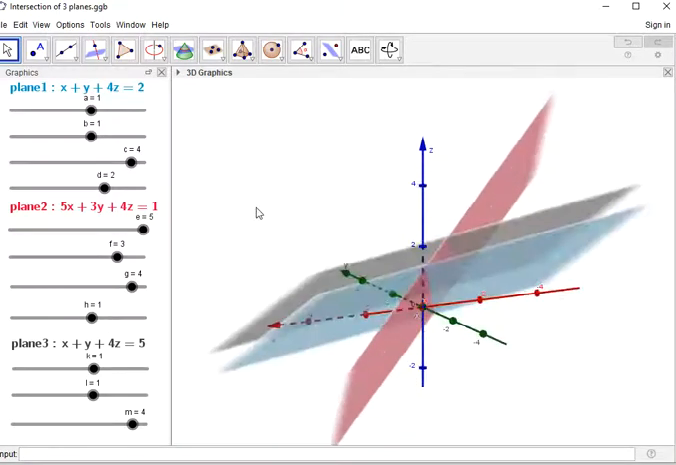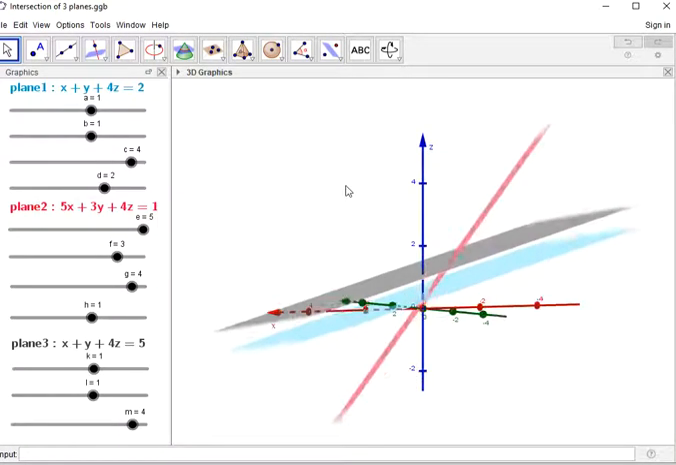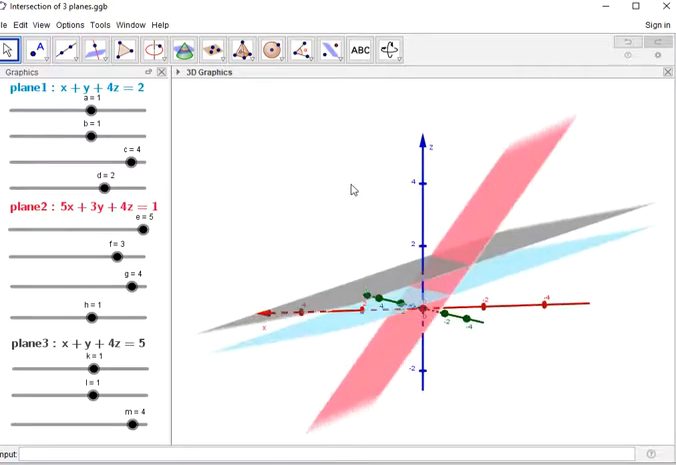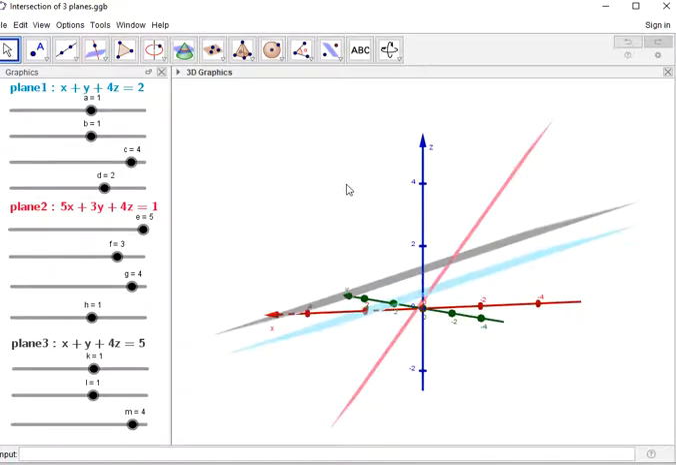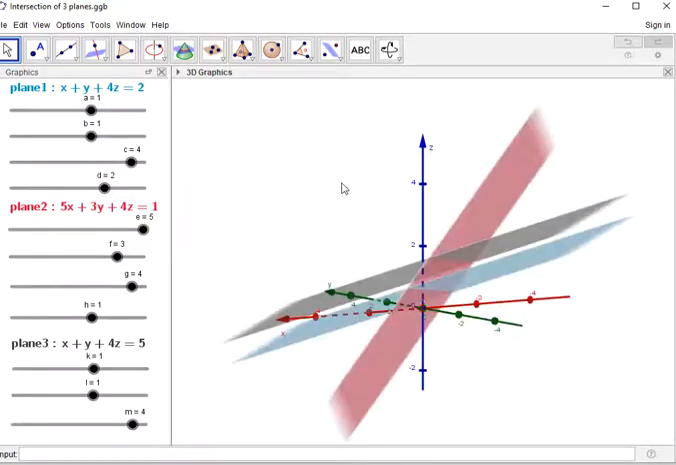And the reason we have 2 parallel planes is because the normal vector to plane 1 is 1, 1, 4 and the normal vector to plane 3 is also 1, 1, 4. So both plane 1 and plane 3 have the same normal vector and therefore they must be parallel to each other, and the 3rd plane is slicing through them. So they are inconsistent with each other, and there is no solution to these three simultaneous equations.